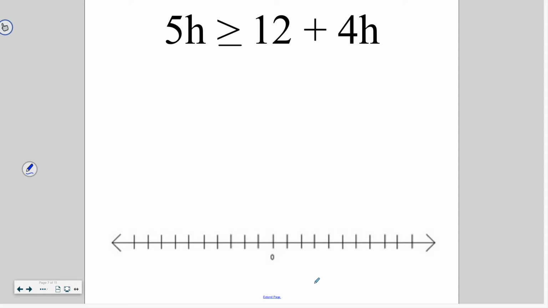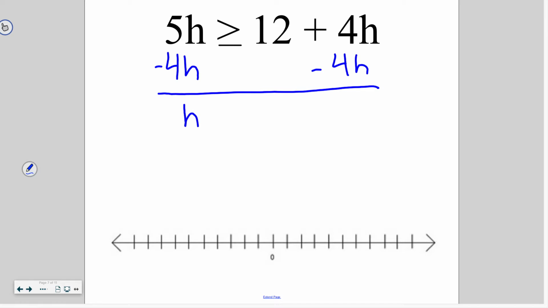Likewise, we can solve if we have two variables. We're just going to have to add or subtract to move those variables around. The goal is to always keep the variables positive. So we're going to get rid of these 4 h's on the right side by subtracting them, which gives, if I have 5 and I take away 4, I have 1 h, or just h is greater than or equal to 12. Again, that's not going to fit on my number line, so I'm going to go up by 2's this time.